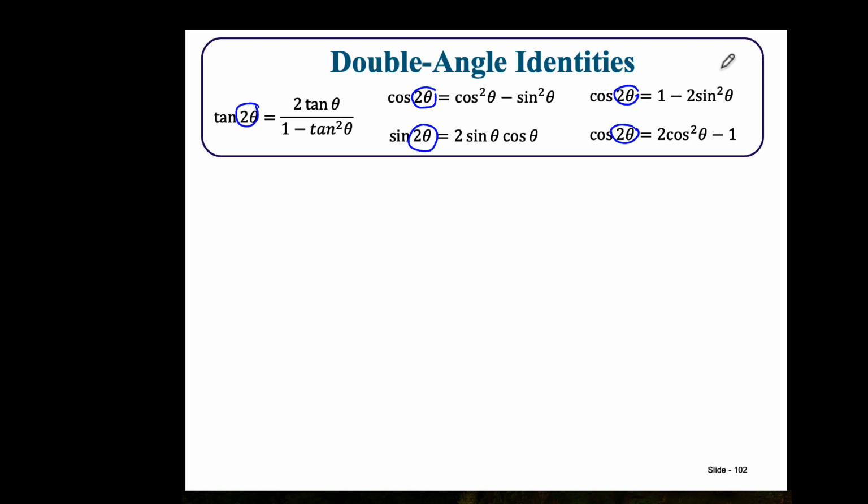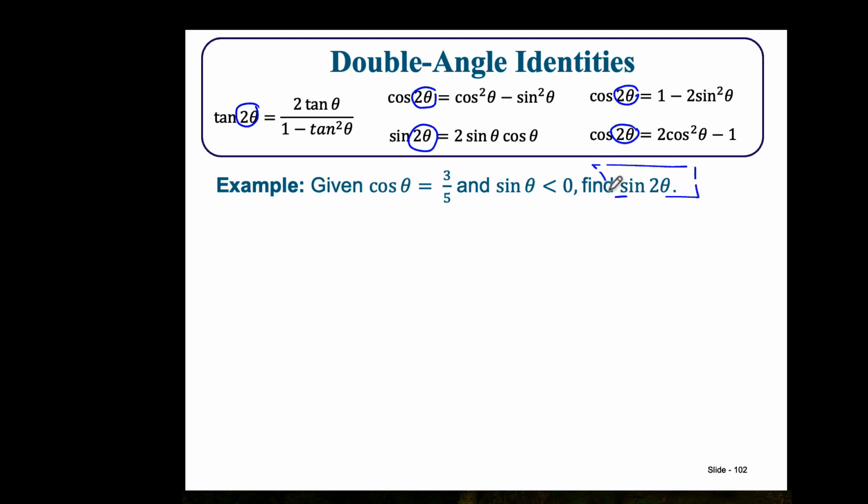All right, that being said, say we're given an example like cosine of theta equals 3 over 5, and we're told that sine of theta is less than 0, and our task is to find sine of 2 theta. All right, let's find an identity for a double angle of sine, because that's what we're being asked to find here. And for sine, we only have one choice. We have this form right here.